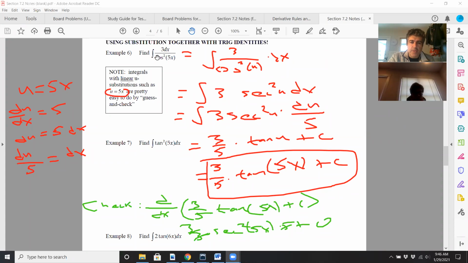So again, we let u equal 5x. So we have 3 over cosine squared u dx. 1 over cosine is secant, so it becomes 3 secant squared u dx. Because u equals 5x, du/dx is 5. If I move some things around, dx equals du over 5.